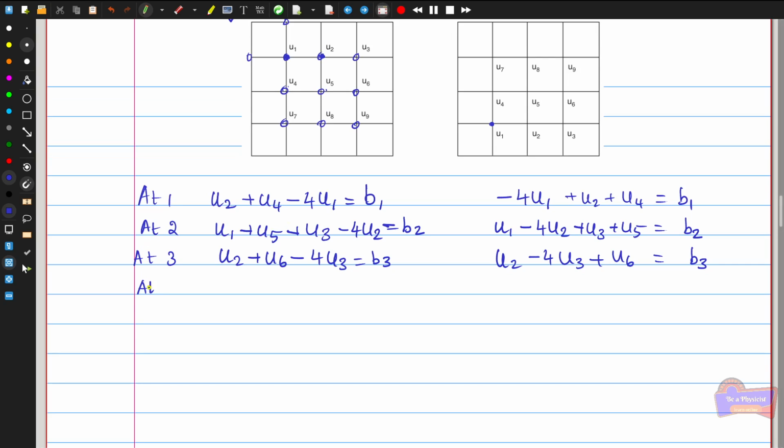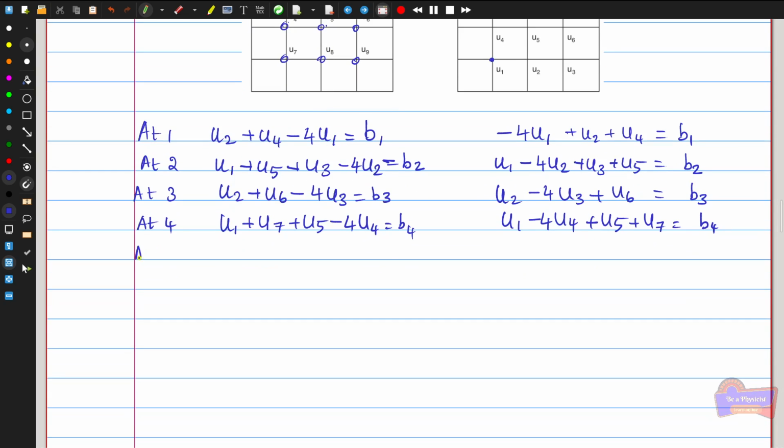And at point 4, we have 3 points. That means u5 at i plus 1 we have, j plus 1 and j minus 1 we have, but we don't know what i minus 1 is. So I can write it as u1 plus u7 plus u5 minus 4 times u4, which is equal to the boundary value 4. And I can write this as u1 minus 4u4 plus u5 plus u7, which is equal to the boundary value 4.